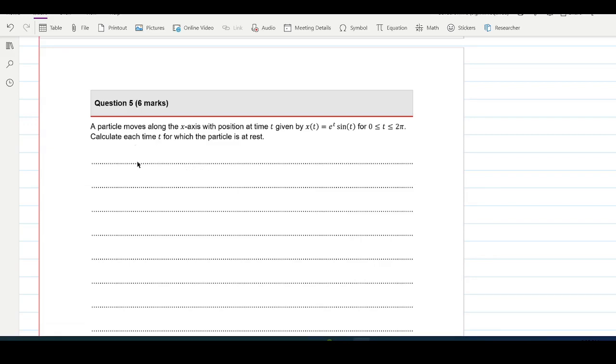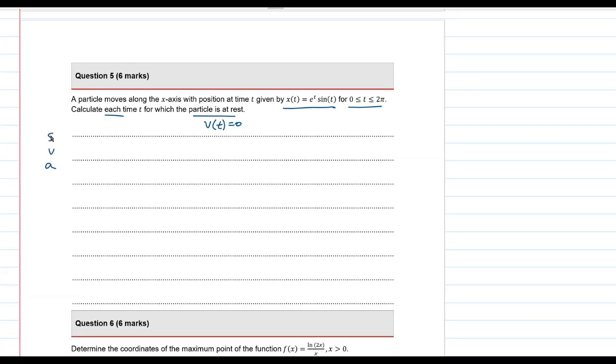Question 5. A particle moves along the x-axis with position at time t given by this equation for t between 0 and 2 pi. Calculate each time t for which the particle is at rest. So the first thing to note is the particle will be at rest when the velocity equals 0. We know that displacement differentiates to give us the velocity, which differentiates to give us the acceleration. So we are given our position function, so we can differentiate that to get the velocity function.